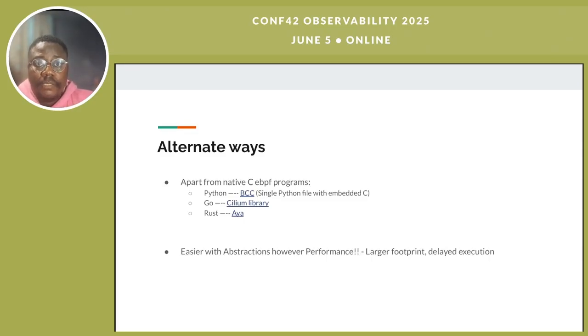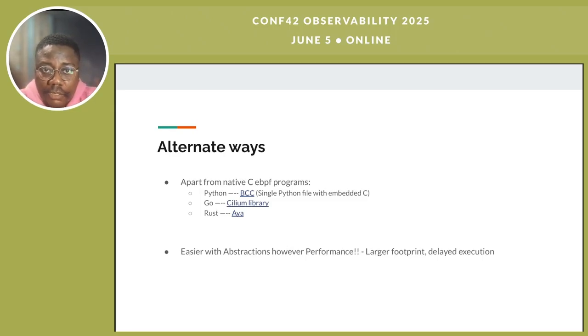You can create native C eBPF programs, but there are also extensions such as Python extensions, Go, Rust in BCC, Cilium library, and then Aya. These extensions offer abstractions of the base code. They help you basically do more with your eBPF programs and make it easier for you. However, they also have their performance cost because you get more delayed execution and a larger footprint.